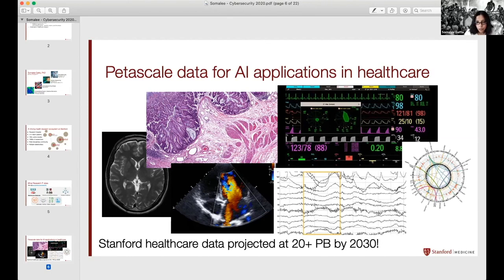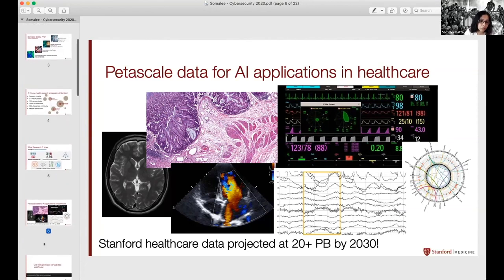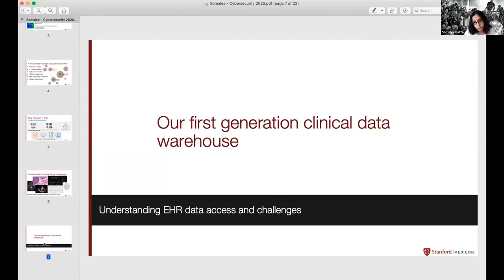Historically, it started out with electronic health record and radiology data. Now we have digital pathology data. We have things like bedside monitoring data. We have genomics data. We have things like computing your brain waves and so forth. So it's really a lot of really super cool data.